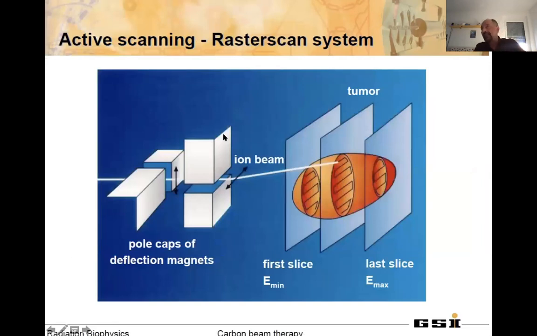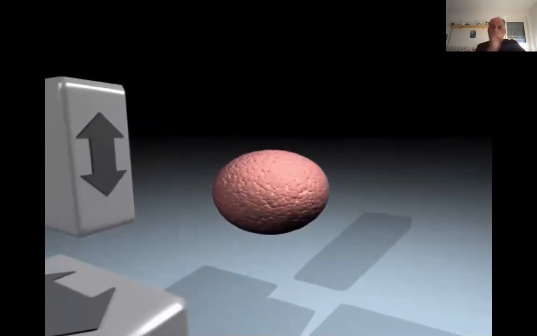But the alternative that is now becoming by far the standard in particle therapy instead is to use active scanning and raster scanning in particular. So you have a pencil beam and you move this pencil beam laterally with magnetic field, and by changing the energy, you move the beam in the longitudinal direction. That's how it looks like.